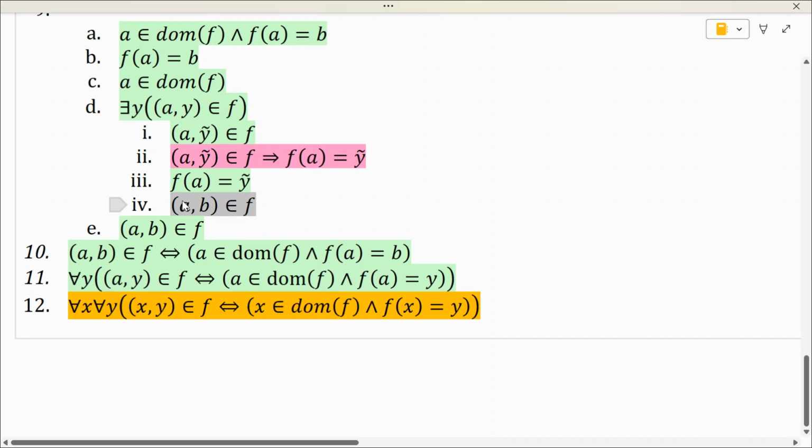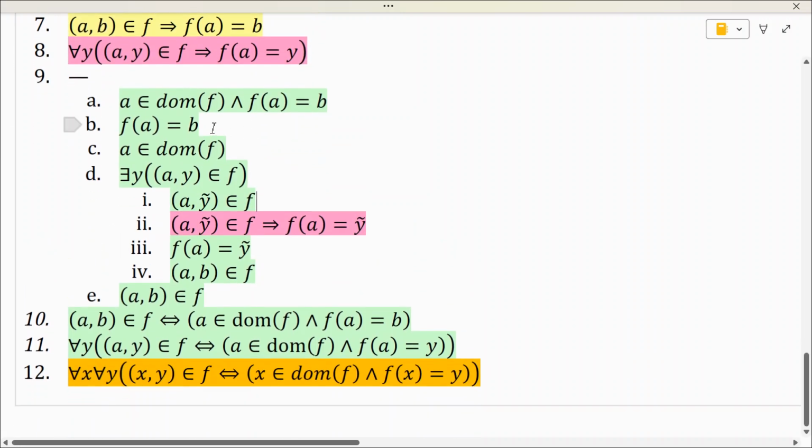A comma B is an F. Where is this coming from? Well, we have this here. And we have this equality here. So let's follow the chain of equality. So f at A is equal to y tilde. So y tilde f at A B, so y tilde is equal to B. We can put B in for any y tildes. So there's a y tilde there, we can put a B there. That's where we get this.